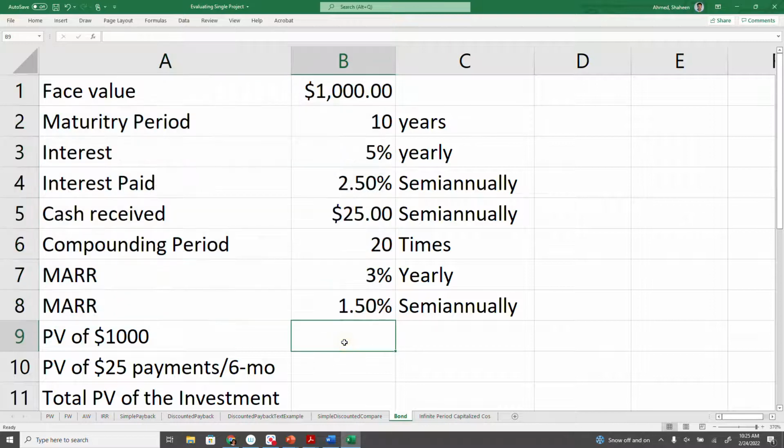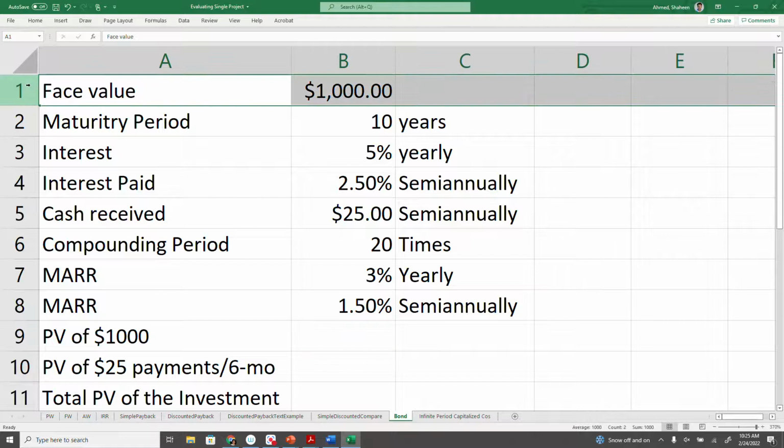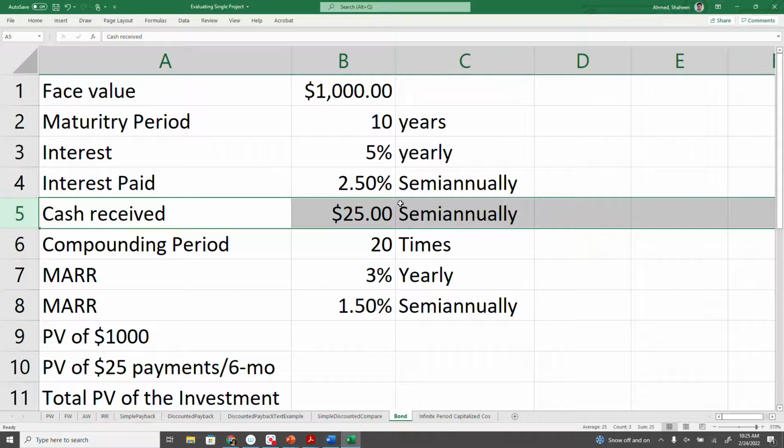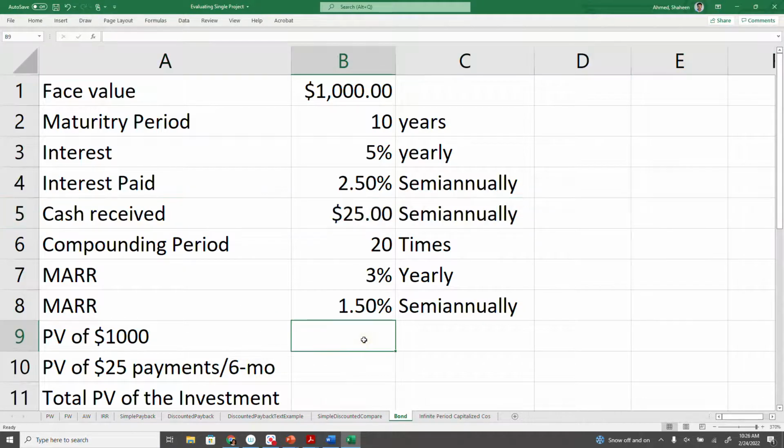So there are two things in bond calculation. One is you're going to receive that $1,000 after 10 years, so we'll have to convert that money into today's value. Also, you're going to receive $25, so 2.5% every 6 months. So that 2.5% of $1,000 is $25. So every 6 months you're going to receive $25. So you're going to convert that into present value and add these two cash flows together to see what's the total present value of this investment.